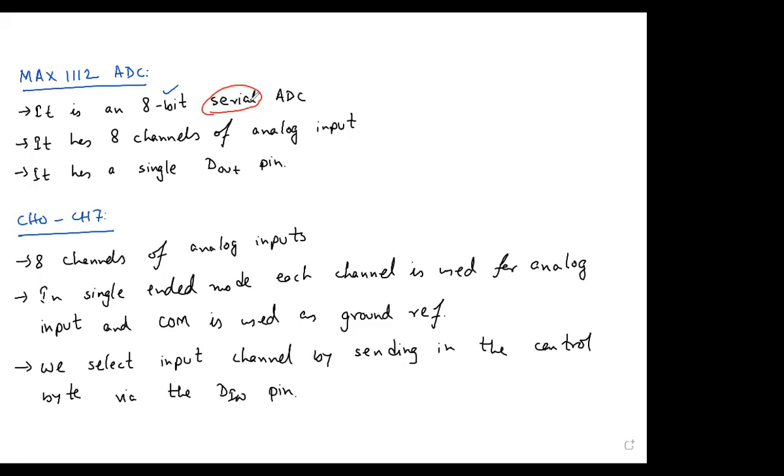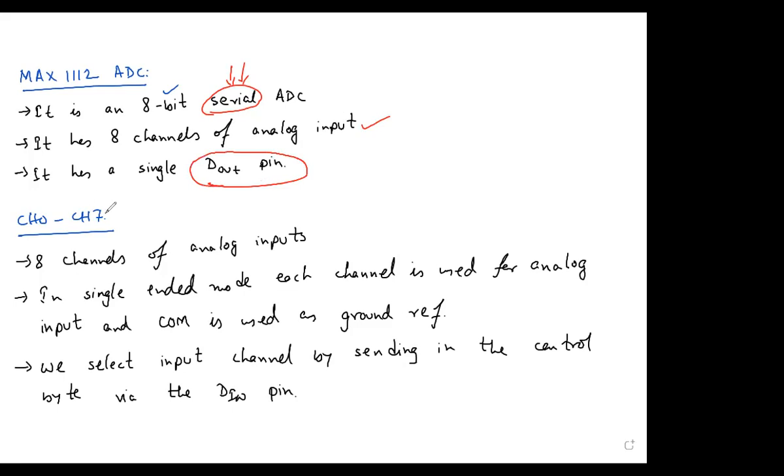So we already saw how to code, but now we need to know how to work with a serial ADC, because this is not a parallel ADC. Similar to the previous ADC, it also has 8 channels. That means you can have 8 analog inputs. And as is obvious, since this is a serial ADC, it has only a single D output pin.